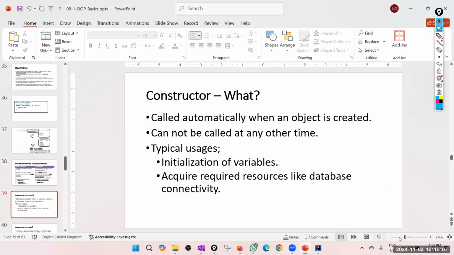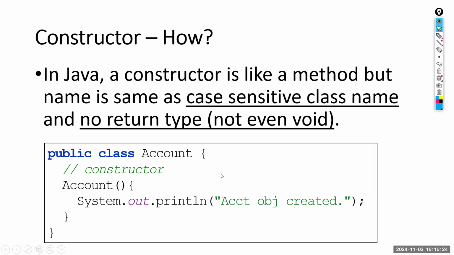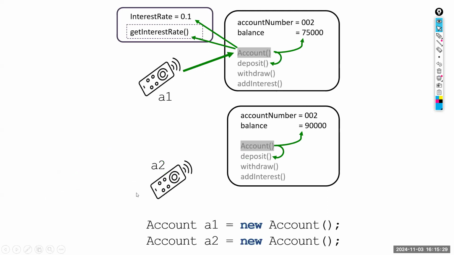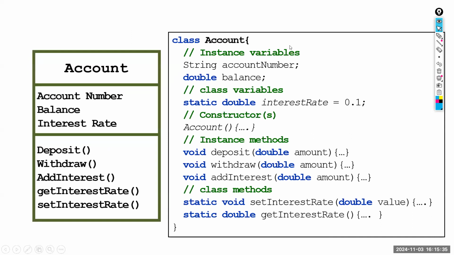Right. So now I hope you have a reasonable understanding about what is a class, what is an object, what is an instance variable, what is a class variable, what is an instance method, what is a class method, what is a constructor, right? What is meant by object creation. So this is sort of a complete code with instance variables, class variables, constructor, instance method, class method. Okay, the method body is not written, just to give you the big picture.